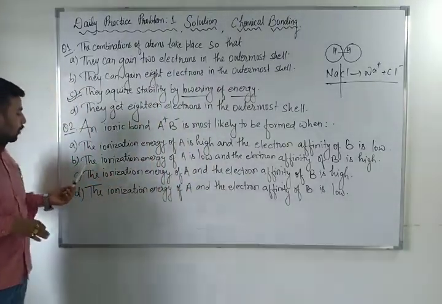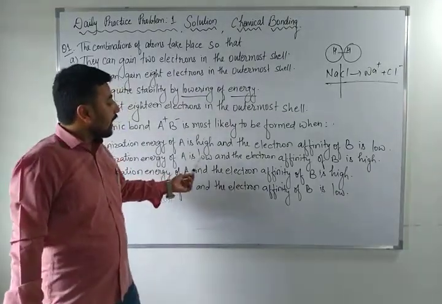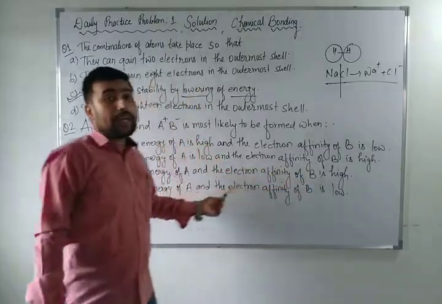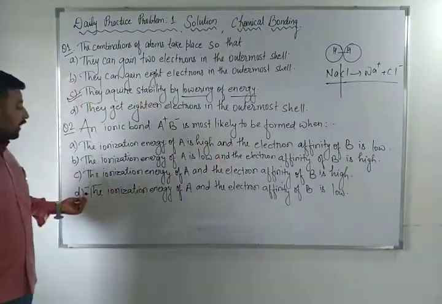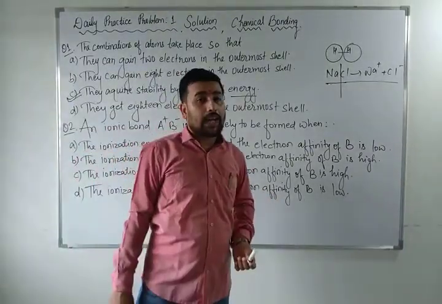Let's see option number 2. The ionization energy of A is low, A meaning the cation, and the electron affinity of B is high. Yes, this is the probability when an ionic bond is formed. Option C: the ionization energy of A and the electron affinity of B is high.